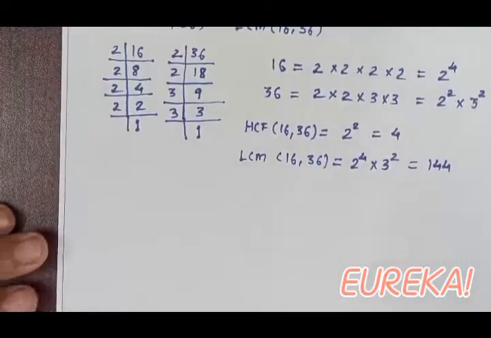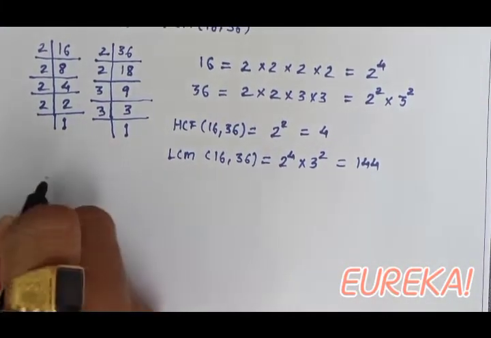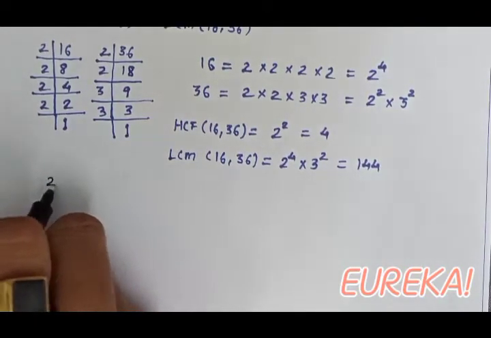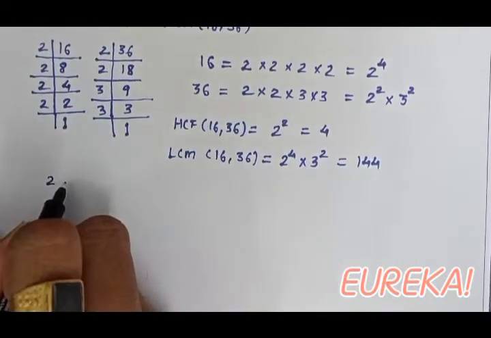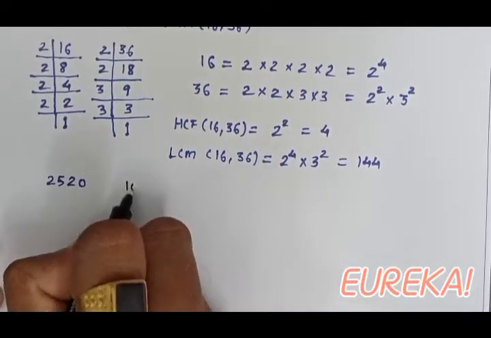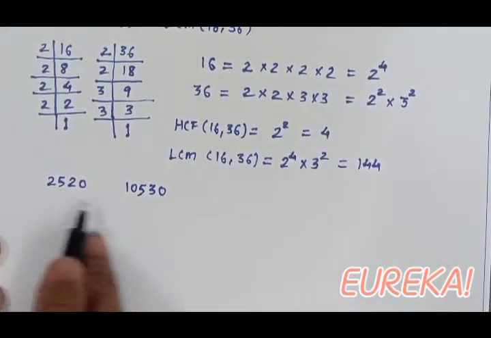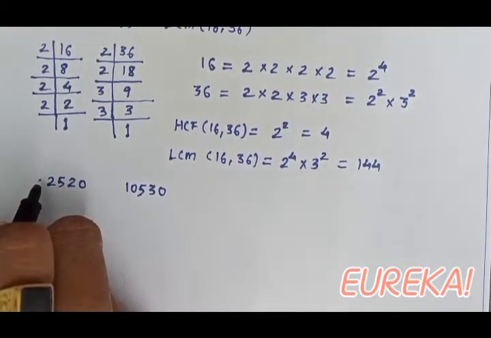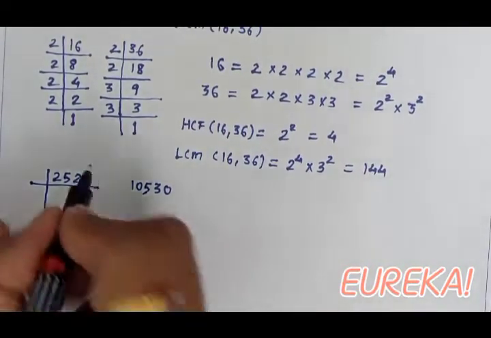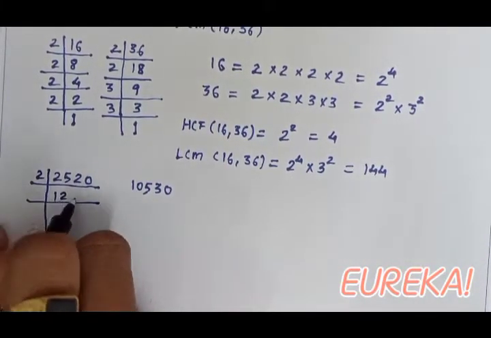We will see one more example to get the understanding in a proper way. Suppose we have two numbers, 2520 and 10530. We have to find the HCF and LCM of 2520 and 10530. So first, very quickly, we'll find the prime factorization. 2520 is even, so divide by 2. What we get here is 1260.